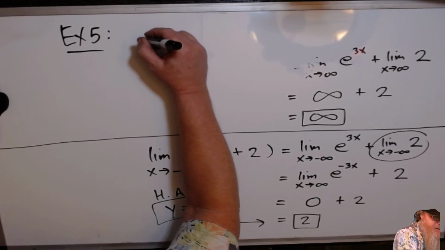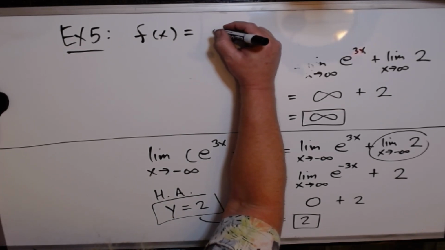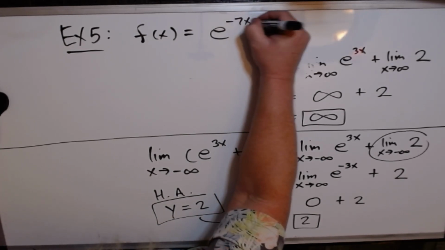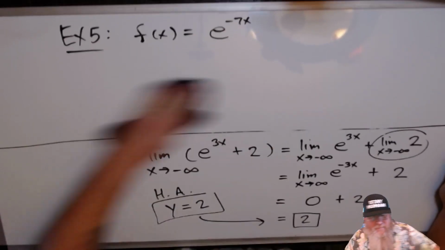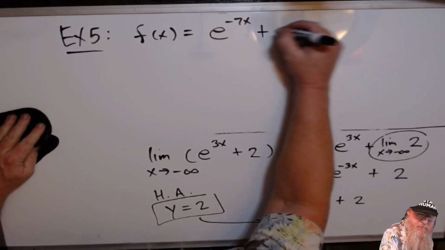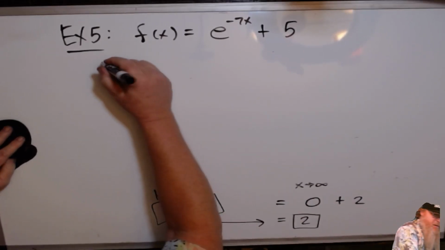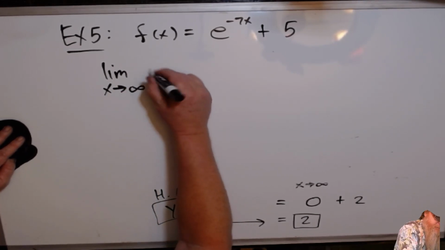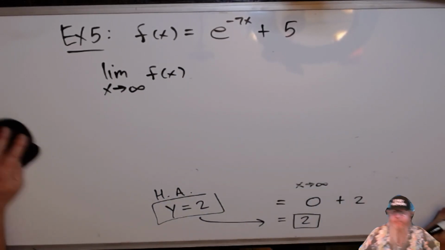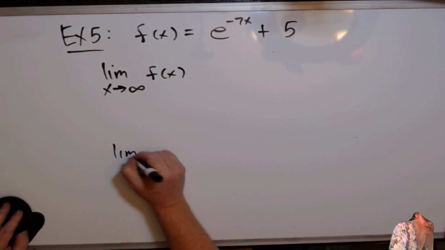All right, how about this? f of x is e to the negative 7x plus 5. Let's find the limits. Both limits, so that one and the other one.